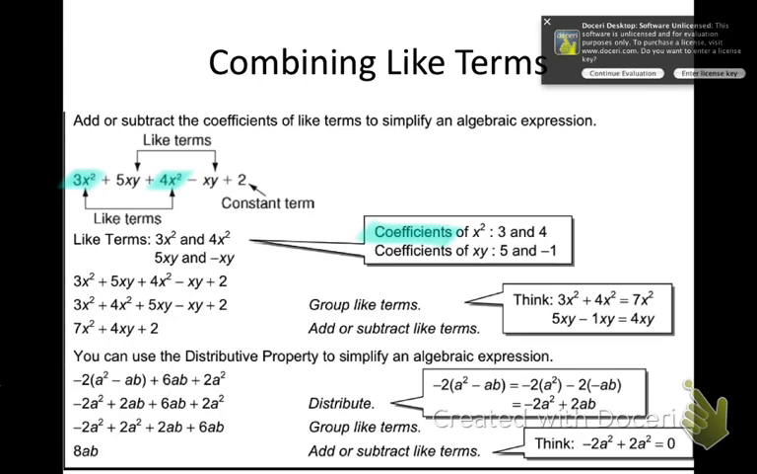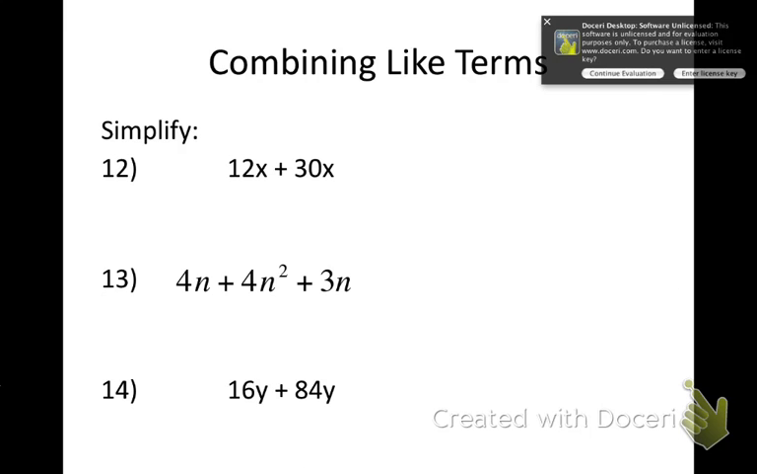The coefficients would be the numerical term in front of the term. Okay? So again, the big thing is combining like terms, finding what is similar, what is like, and then adding or subtracting the coefficients. So as we look here, number 12. 12x plus 30x. If I were to combine those, I'm adding and subtracting the coefficients. The variable is going to stay the same. What do I get for an answer there, Shane? 42x.